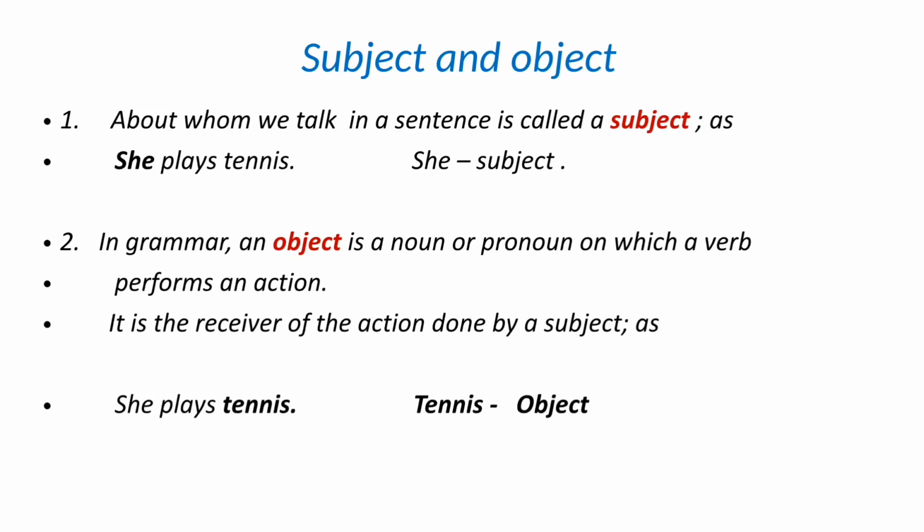Next is object. Object is a noun or pronoun on which a verb performs an action. It is the receiver of the action done by a subject. See the example. She plays tennis. Here in this example, she is the subject. She does an action, that is play. What she plays, that is tennis. So tennis is the object that receives the action done by the subject.